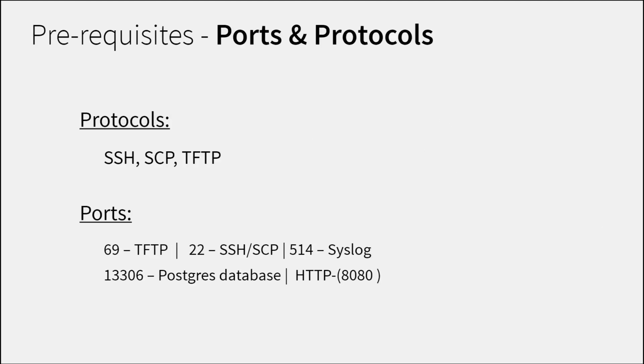So these are the ports and protocols that NCM uses. The protocols are SSH, SCP, and TFTP. And the ports that have to be made available for NCM to function properly in your network are 69 TFTP, 22 SSH SCP, 514 syslog, 13306 PostgreSQL database, and 8080 HTTP.